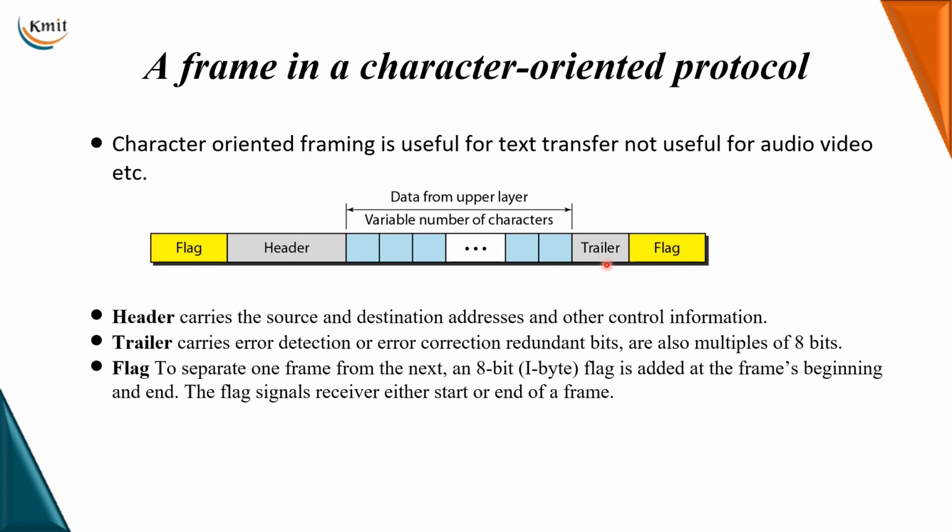As I told you, the data link layer is responsible for framing. So we have the beginning and ending flags for framing, and we have header information which consists of the physical addressing, and error control information comes in the trailer of the frame. And in between we have the data that has to be transmitted. Data from the upper layer means data from the network layer coming to the data link layer.